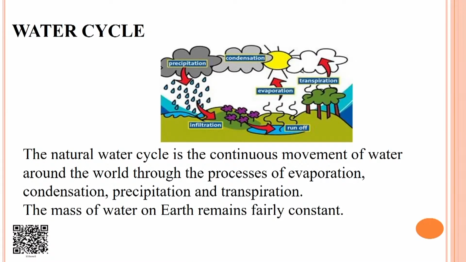So, the next cycle is the hydrological cycle or water cycle. The natural water cycle is a continuous movement of water around the world through the processes of evaporation, condensation, precipitation and transpiration. The mass of water on earth remains fairly constant. So, this cycle is also completed in 3 steps, that is evaporation, condensation and precipitation.